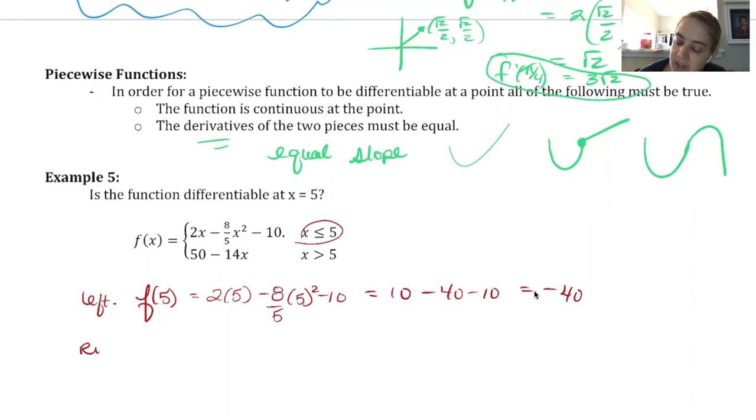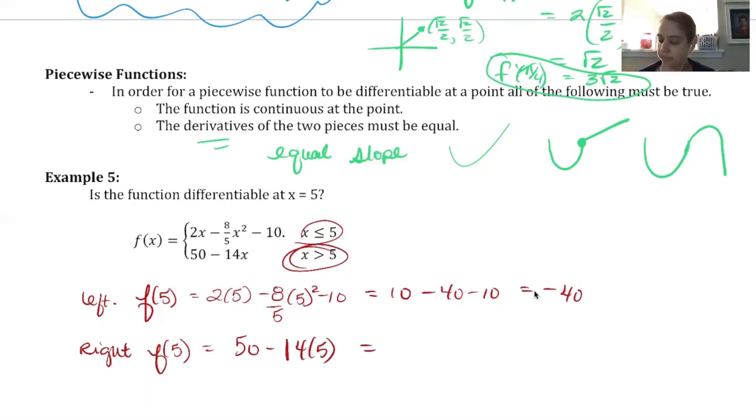And then you also have to check on the right-hand side. Now, I know in pre-calculus that this piece where we have x is greater than 5, you wouldn't use that, but we need the curves to match. So we're still going to put 5 into the second piece. So I have 50 minus 14 times 5. 14 times 5 is 70. So I have 50 minus 70 gives me negative 20.